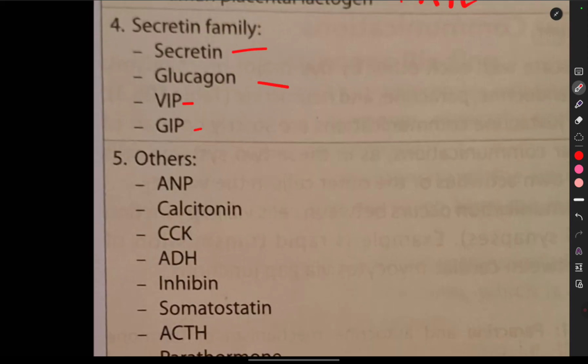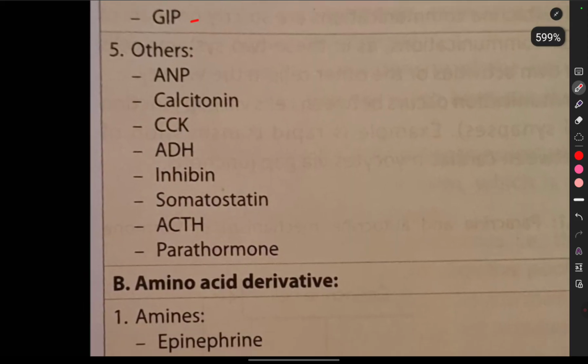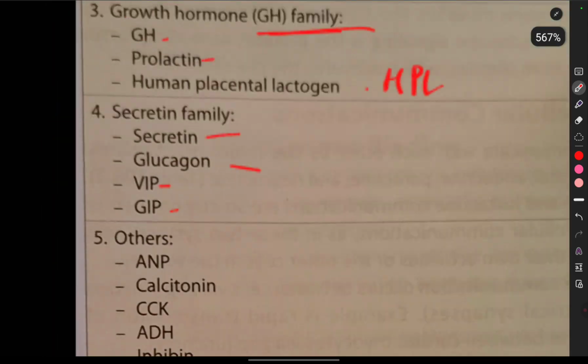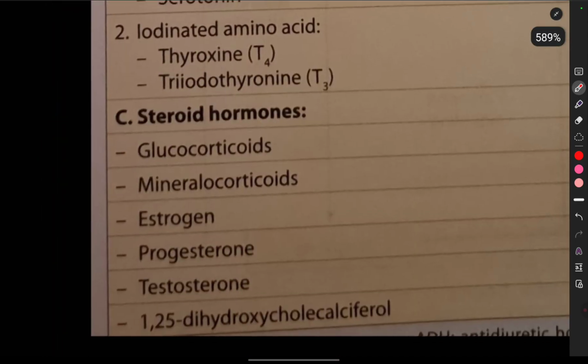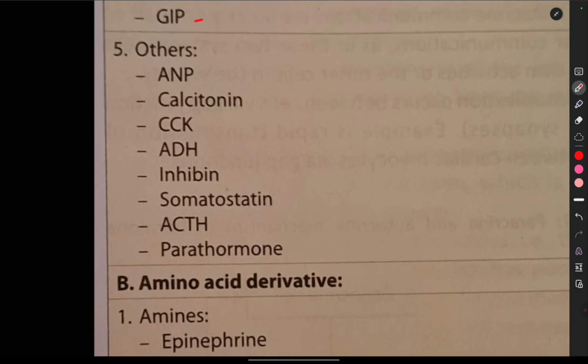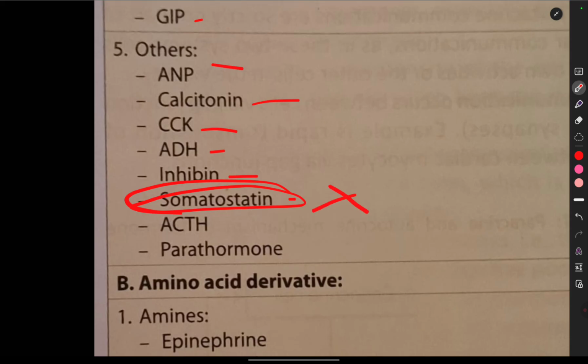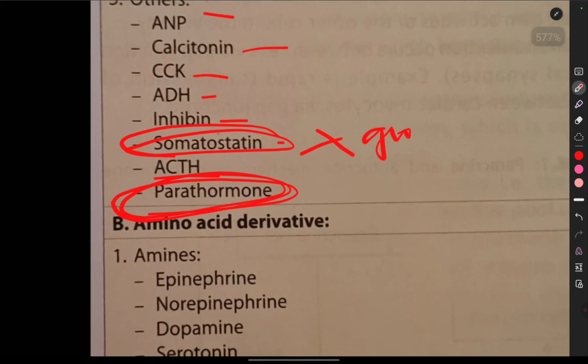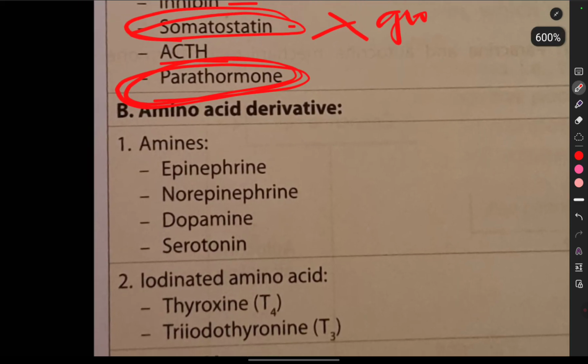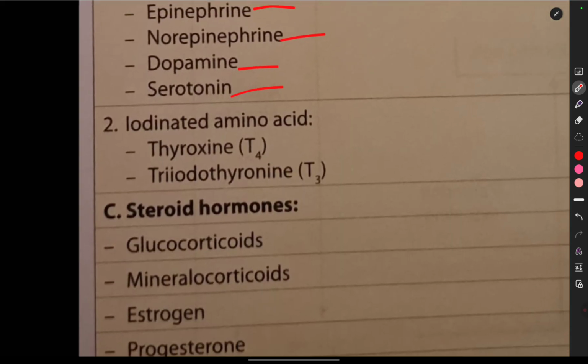These are the secretin family of peptide hormones. Peptide hormones are more numerous as compared to the steroids and the amino acid derivatives. And others like ANP released by the heart, we have calcitonin, CCK, ADH, inhibin, somatostatin, which is opposite to the growth hormone, ACTH, and parathormone. Okay, these are others. And the amino acid derivatives, we have epinephrine, norepinephrine, dopamine, and serotonin. And iodinated amino acids T3 and T4.